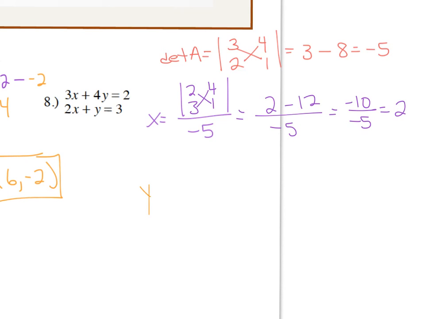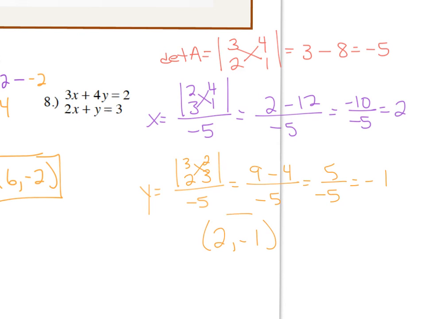And the y value, keeping the negative 5 in the denominator. So instead of the 4 and the 1 in my coefficient matrix, I'm going to put a 2 and a 3. But the 3 and the 2 that were the coefficients of x will stay in that column. So 9 minus 4. So 5 divided by negative 5, or negative 1. So the ordered pair to this would be 2, negative 1.